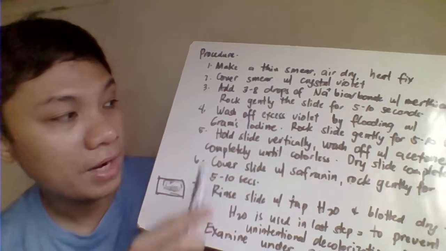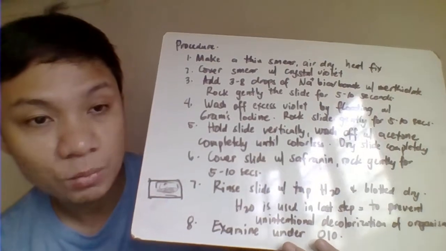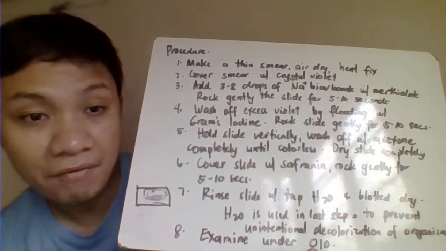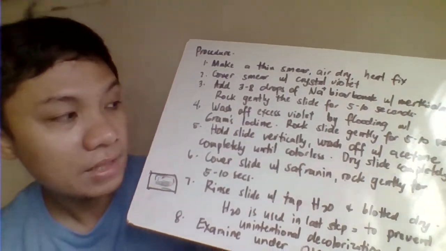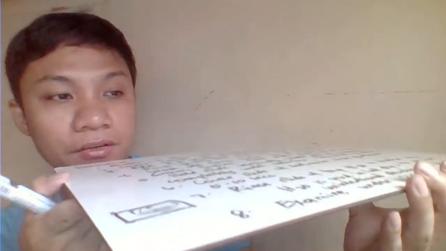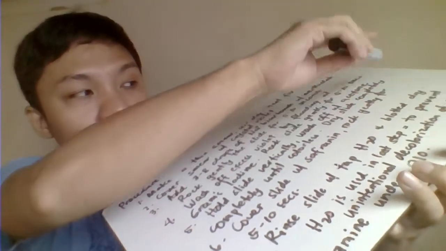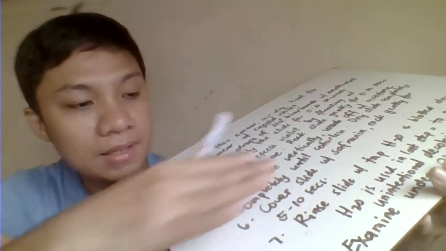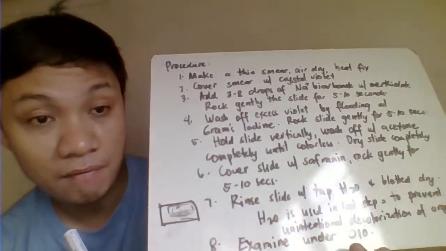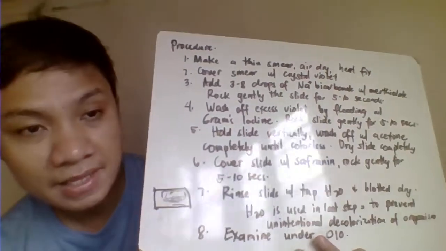Then you add your gram's iodine. Flood it again with gram's iodine, that would replace your crystal violet. Then try to rock gently again your slide for 5 to 10 seconds. After that, you hold your slide in a vertical position, or you can slightly tilt it. Try to add acetone here on top, so the acetone will flow down. That allows the decolorization, or the washing off, of your crystal violet. Then air dry your slide.